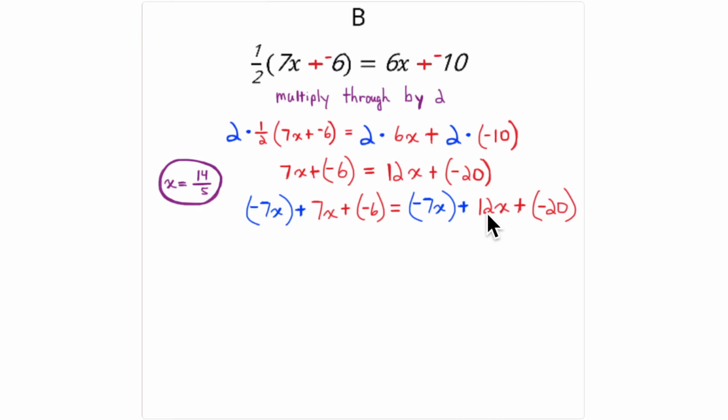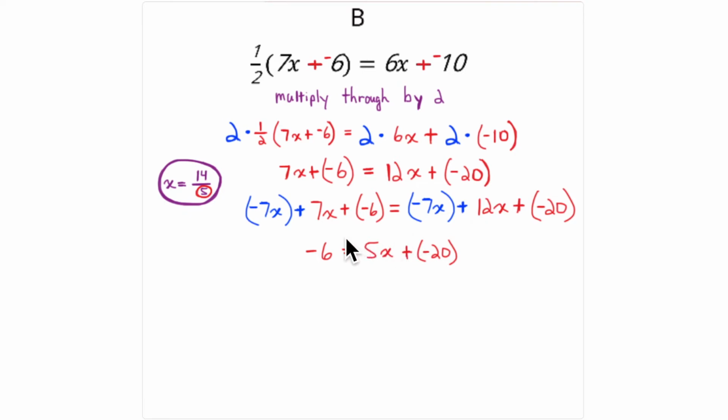Well, what does that combine to equal? That's going to be the 5 right here. So you're going to end up with a positive 5x. So this is negative 6 equals 5x plus negative 20. There's the 5 right there. And now you can see you're going to end up dividing by 5 or multiplying by 1/5 to get rid of this 5 as the coefficient. So you're going to end up with 5 in the denominator.